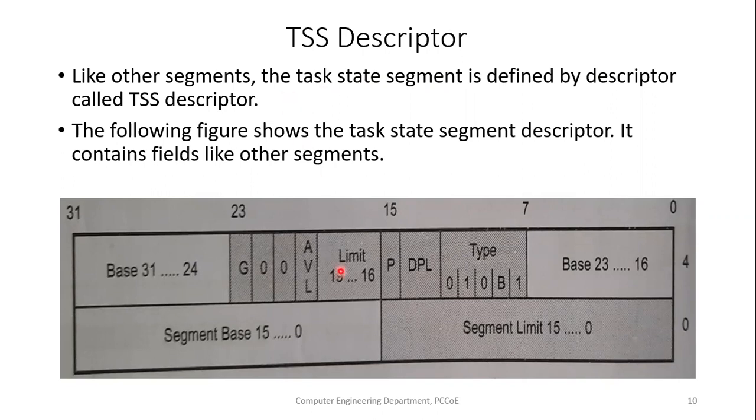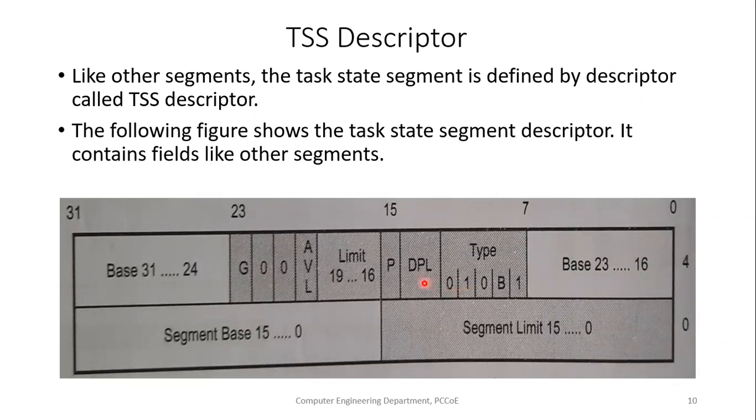The following figure shows the diagram of a task state segment descriptor, and its fields are somewhat similar to other segment descriptors. This diagram we had seen in the previous unit also. This is a 32-bit TSS descriptor. It contains base 16 to 23. Then the next field is the type field, having bits 1, B, 0, 1, 0.